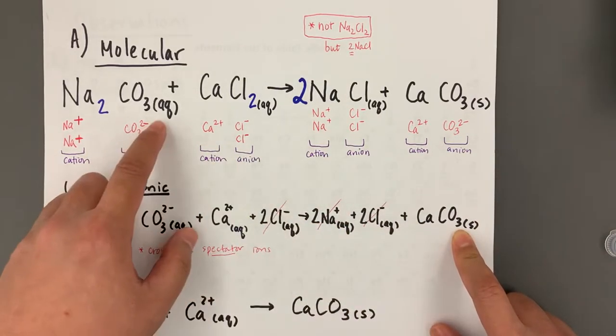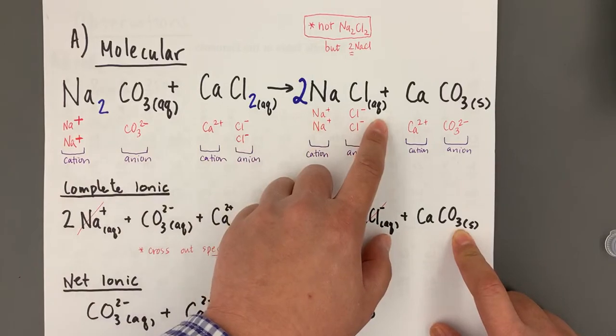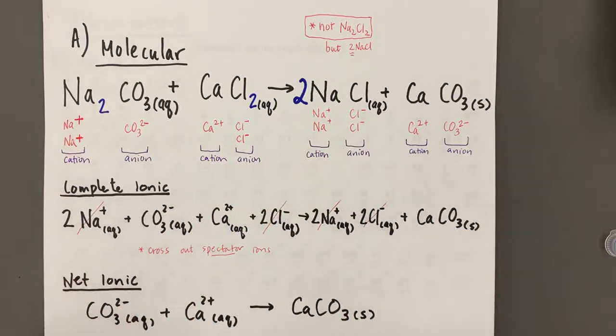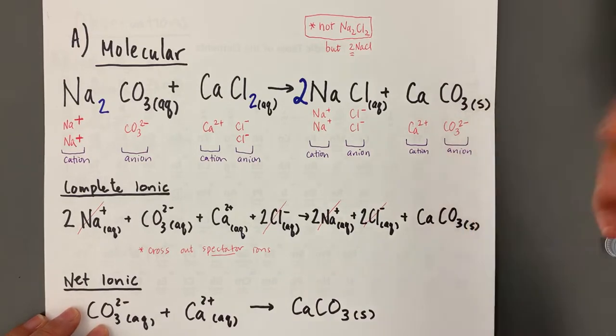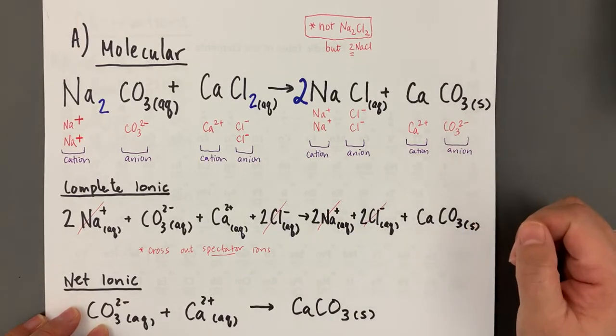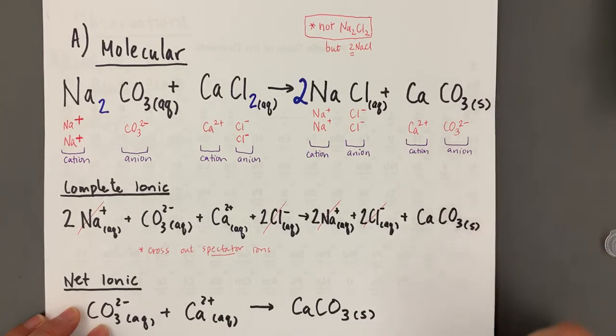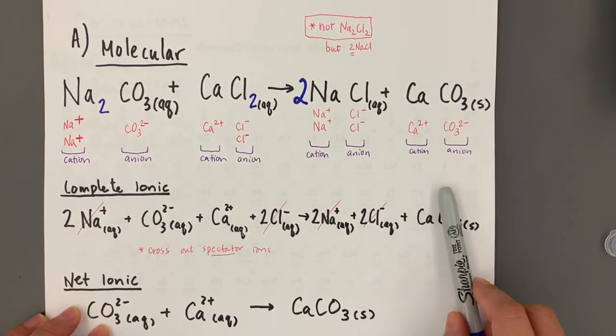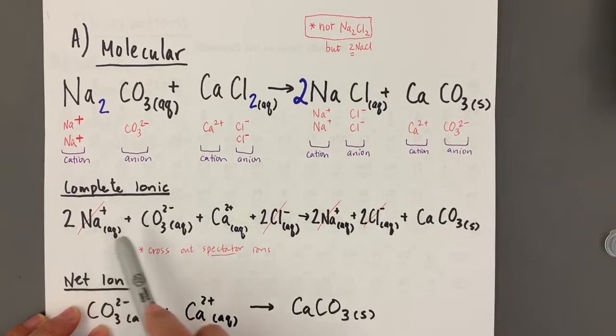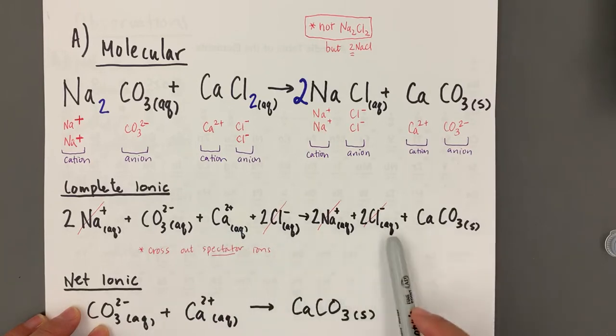Remember, aqueous means that these are separate ions floating around in solution. This is a solid. This is a precipitate. A precipitate stands for something that has come out of the solution as a solid, and we'll see this in the video in just a second. In the complete ionic, you do not separate out anything that is solid. All the other ones you separate out into their individual ions.